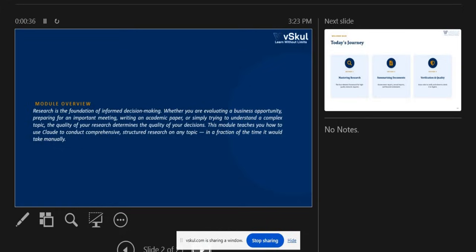Research is the foundation of informed decision making. Whether you are evaluating a business opportunity, preparing for an important meeting, writing an academic paper, or simply trying to understand a complex topic, the quality of your research determines the quality of your decisions. So this module will teach you how to use Claude to conduct comprehensive, structured research on any topic in a fraction of the time it would have taken manually, right?